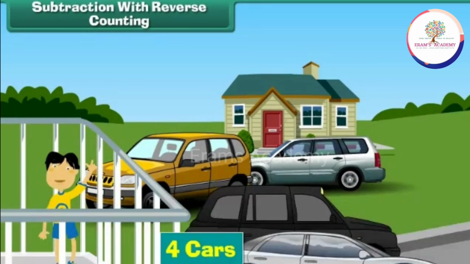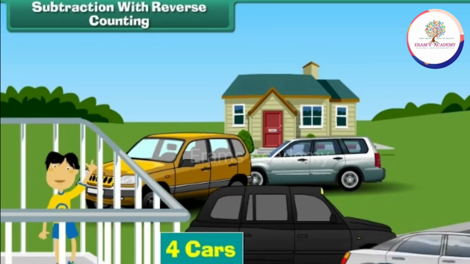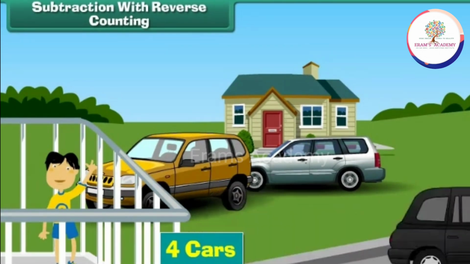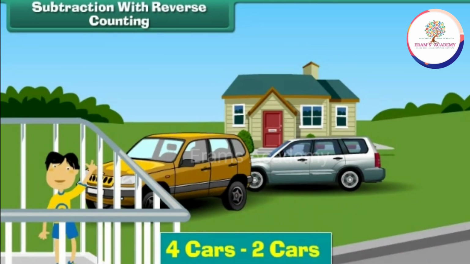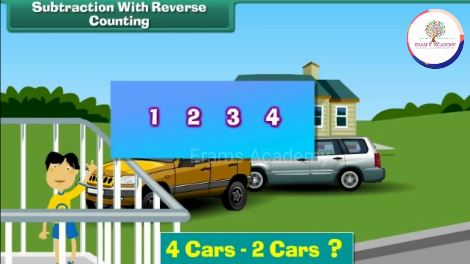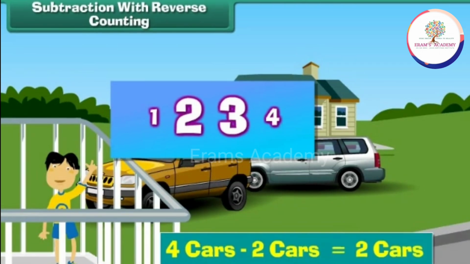There are 4 cars in Amrit's house. Amrit's father has taken one to office. Amrit's mother has taken one for shopping. How many cars are there in the house? Count backwards from 4. We count 2 numbers because 2 cars have gone. 3, 2. So, 2 cars are there in the house.